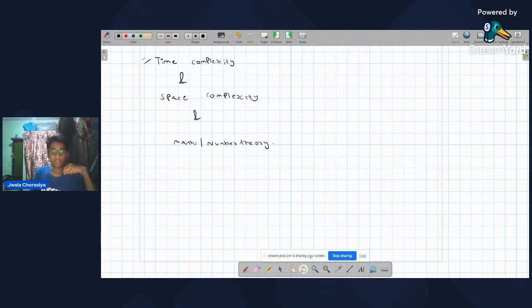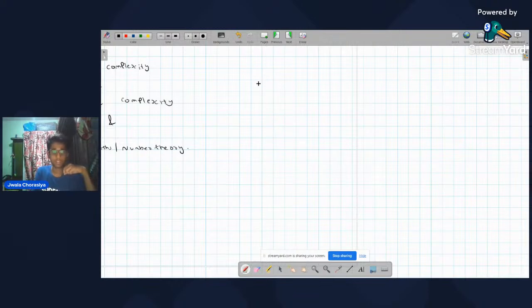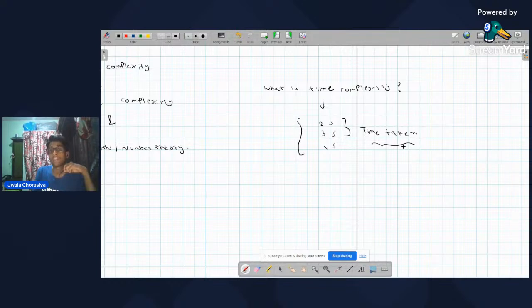So let's start it over here. Time complexity. When I say time complexity, what is the time complexity? When I put a code on my compiler, I will get that this code has been solved in some seconds, let's say 2 seconds, 3 seconds, 4 seconds. Just don't get confused. This is not the time complexity, it's the time taken. This is the time taken.